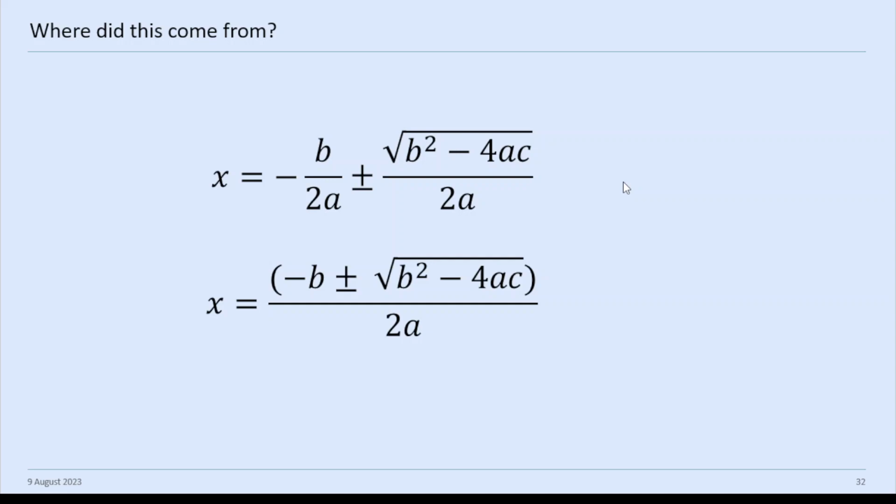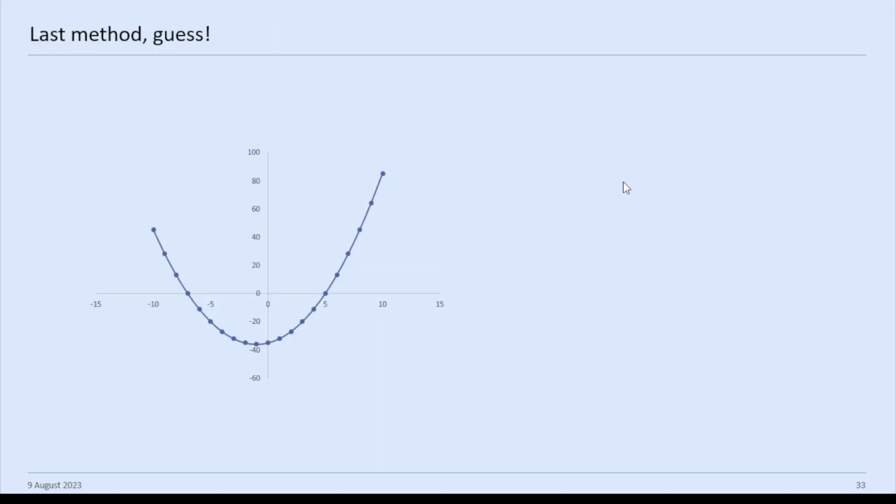So we've got three methods. The first method was completion of the square. The second method was factorization. The third method is the quadratic formula. And then the final method is we're just going to guess.